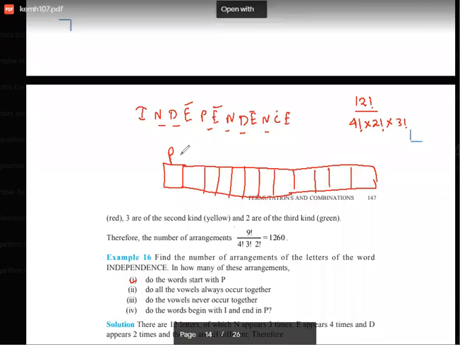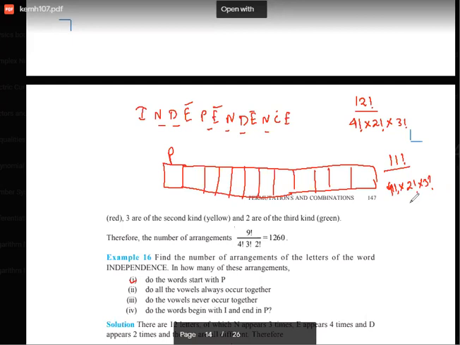Tell me yes or no. Because we are just fixing the first one. So it will be 11 factorial, because now if you fix P, we will have 1 less and P is only 1. So it will be 11 factorial over 4 factorial into 2 factorial into 3 factorial. Now, second one: do all the vowels always occur together?